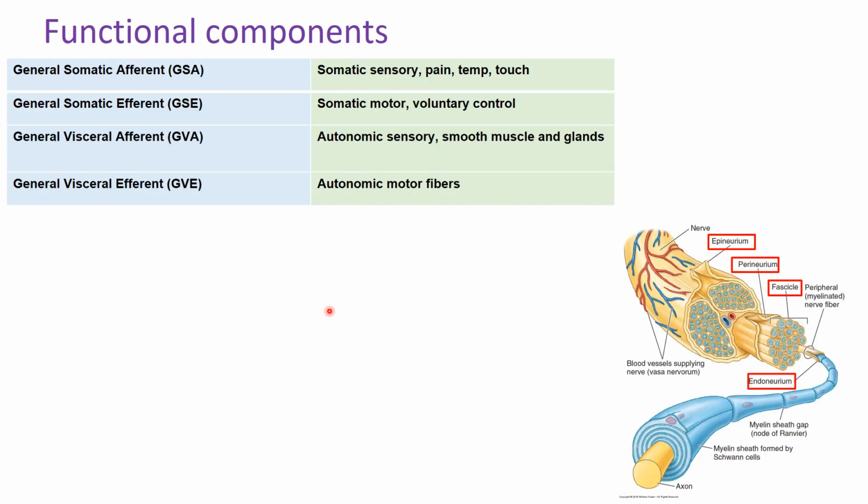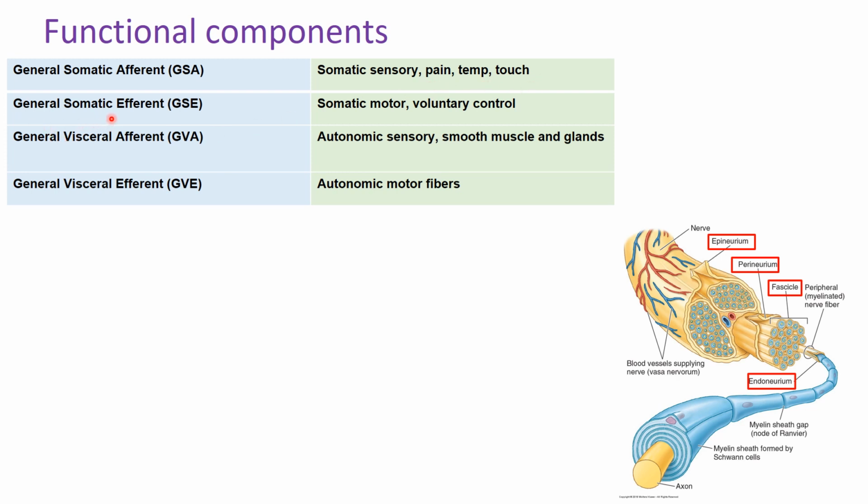All right, last thing before some clinical anatomy, I want to go through some functional components, or really some functional terminology that you're going to be hearing throughout the rest of the course. First, we're going to talk about general somatic afferent. These are going to be GSA fibers. That is going to be how you see them abbreviated from here on out. GSA fibers are somatic sensory fibers, meaning they're from your somatic nervous system. They are sensory and they can sense pain, temperature, and touch.